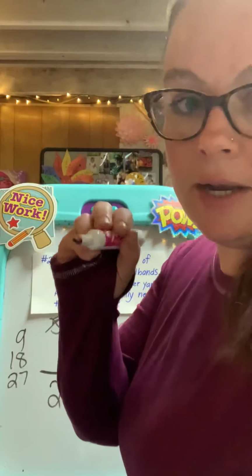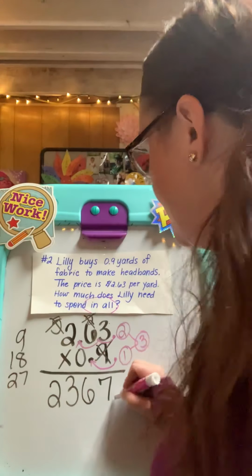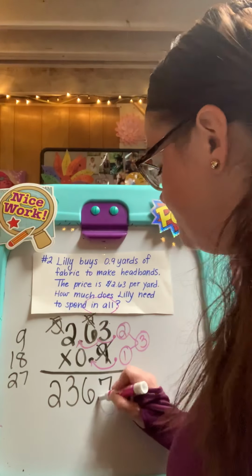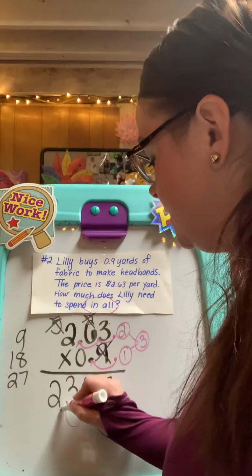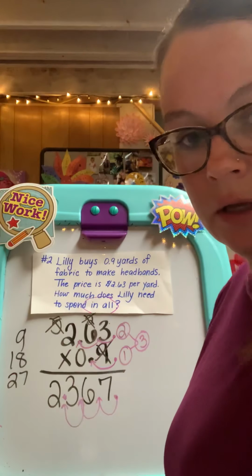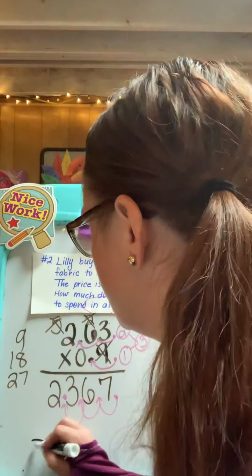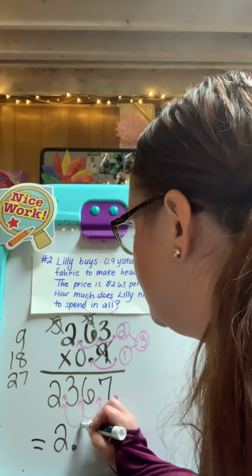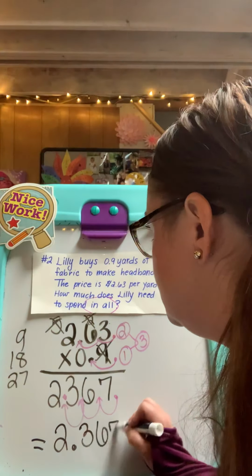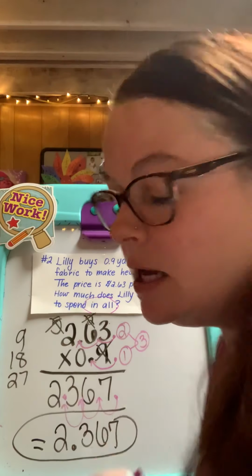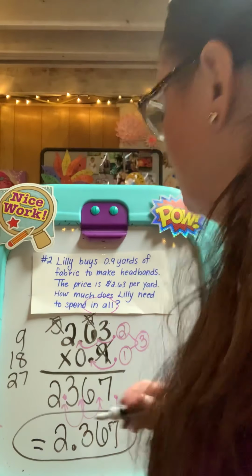So now in my product, let's do the same thing. Start on the end, scooch it over 3 times. 1, 2, 3. Let's write it over nice and neat. So my product is 2 and 367 thousandths. Let's just make sure that makes sense.